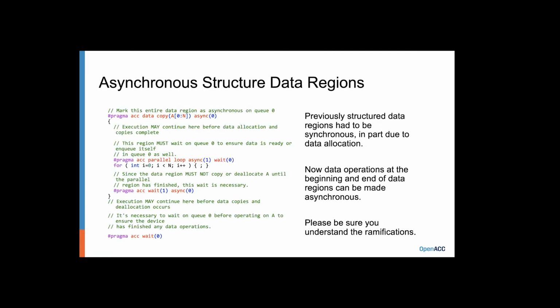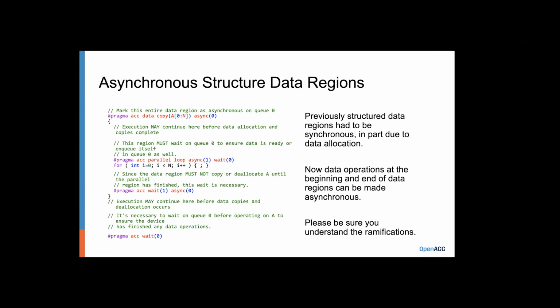And then here is asynchronous structured, I should say structured, not structure, data regions. As I said, at least one of the compilers already had this. Initially, when we wrote the specification, a pragma acc data region was always synchronous. One of the reasons for that was data allocation. Most of the time, data allocation is synchronous with the host for thread safety reasons and things like that.